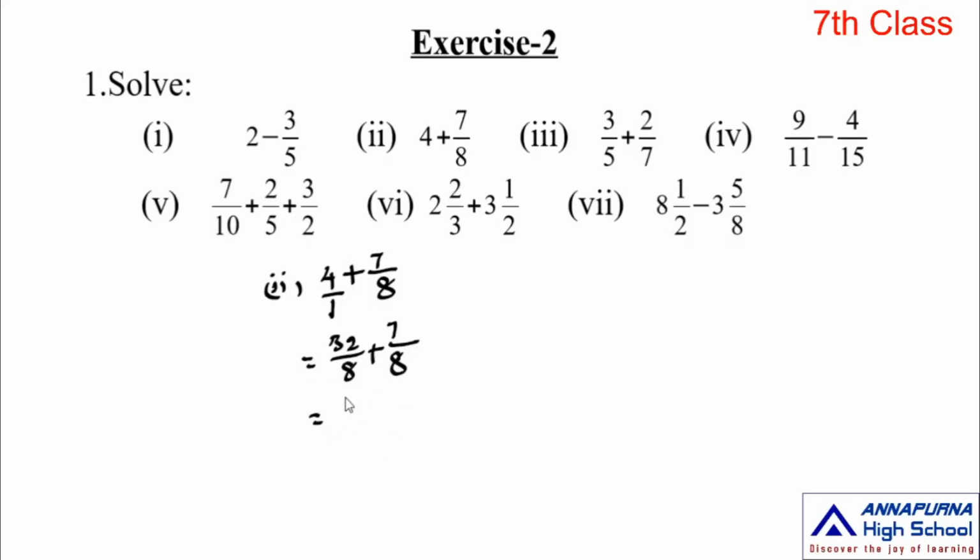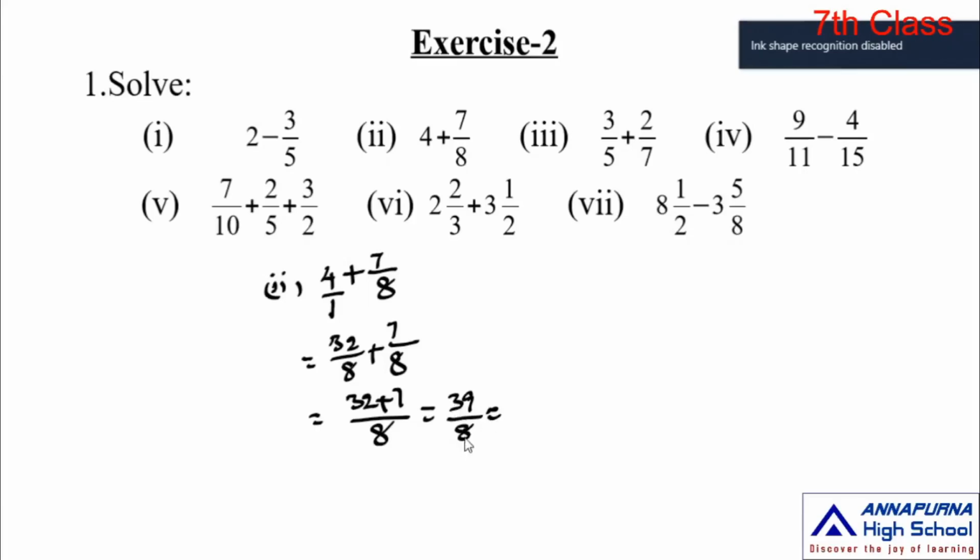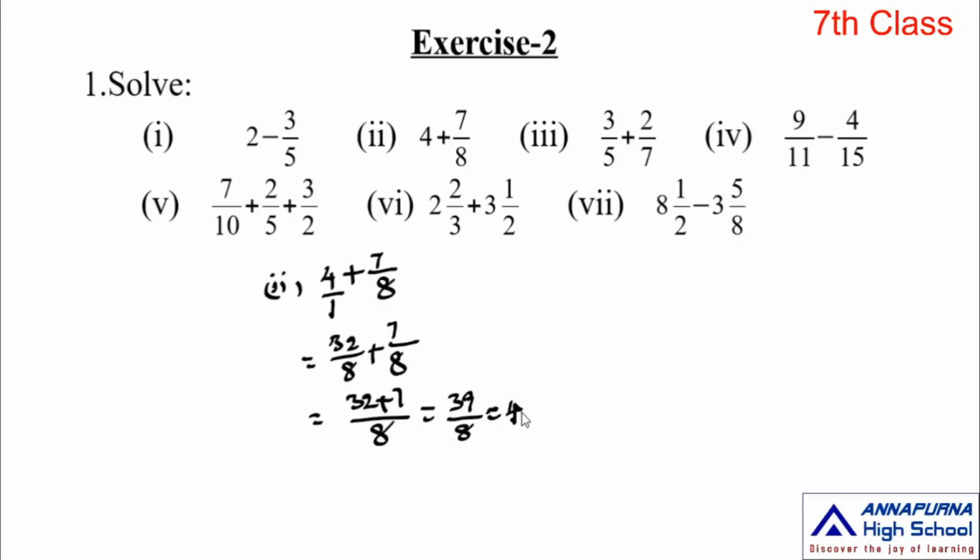Sum of like fractions is equal to sum of the numerators by common denominator, which is equal to 32 plus 7, that is equal to 39 by 8. So this is improper. Convert into a mixed fraction. 8 fours are 32. So 39 minus 32 is 7. So 4 7 by 8 is the mixed fraction.